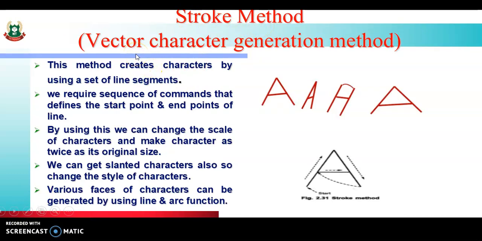Stroke method is also called vector character generation method. The name vector generation method is given because it uses a set of line segments to create a character. Hence, we require a sequence of commands to generate a particular character. And we know to generate a line, we should have the starting and ending points of the line.